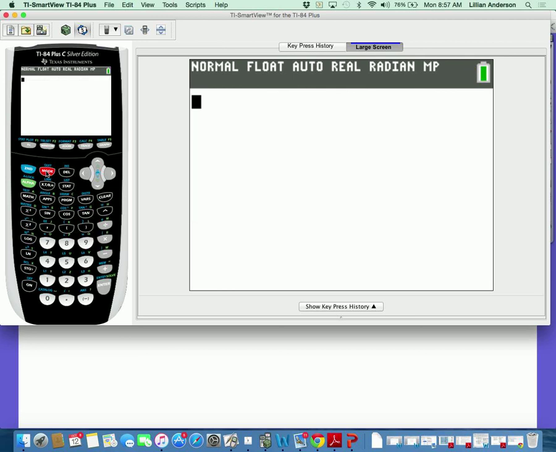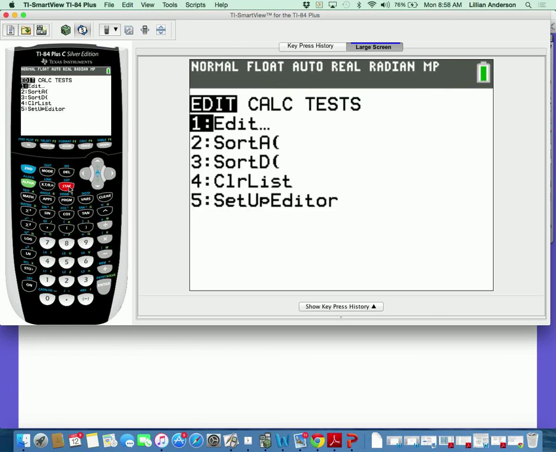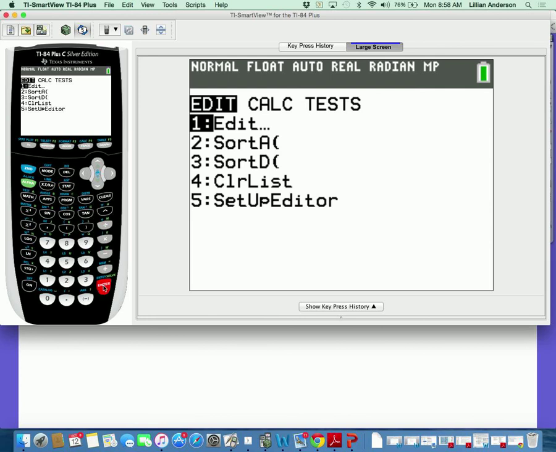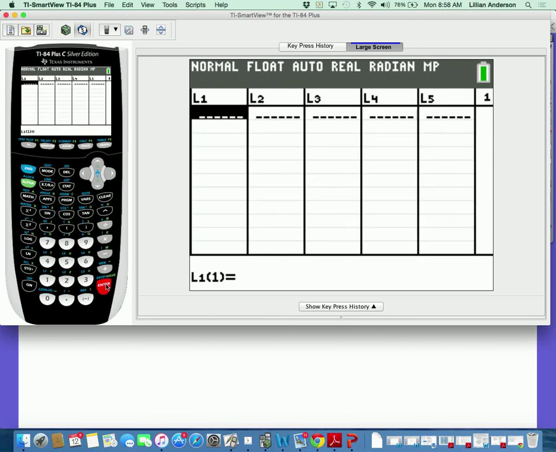go back to your home screen. Second mode takes you back to your home screen. Click Stat. Go to option 5, SetUpEditor. And then click Enter twice. It should say Done, right? When you go back to Stat and you go back to Edit, it's back. Okay? So if you ever accidentally delete one of your lists, SetUpEditor brings it back.